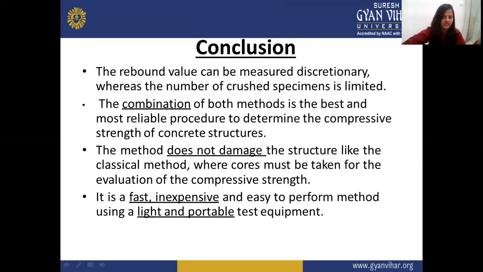The conclusion is that rebound value can be measured discretely, whereas the number of crushed specimens is limited. The combination of both methods is the best and most reliable procedure to determine the compressive strength of the concrete structure.